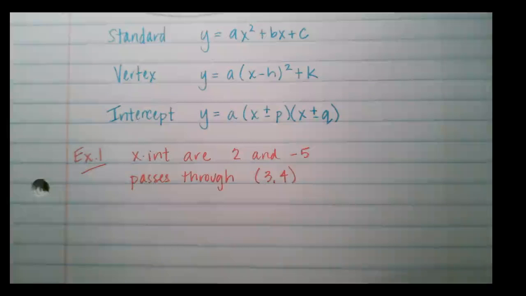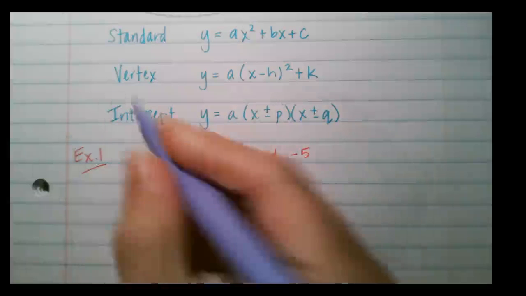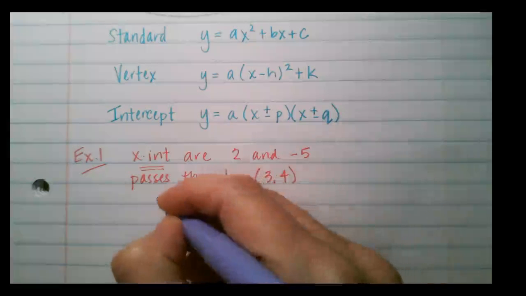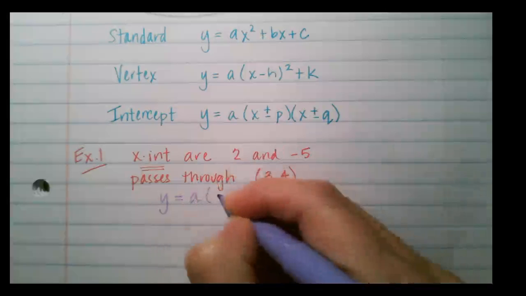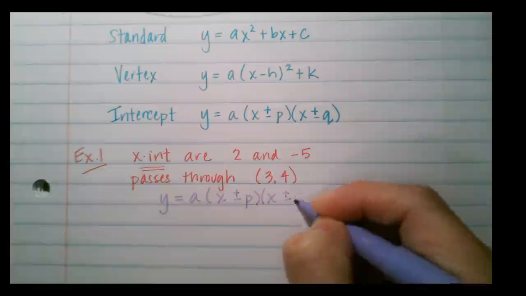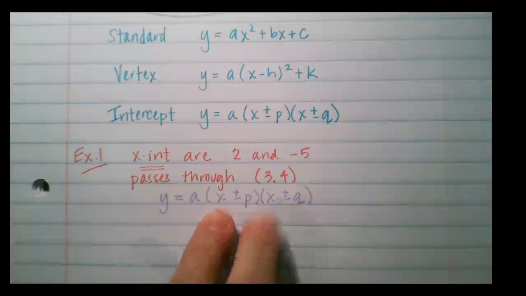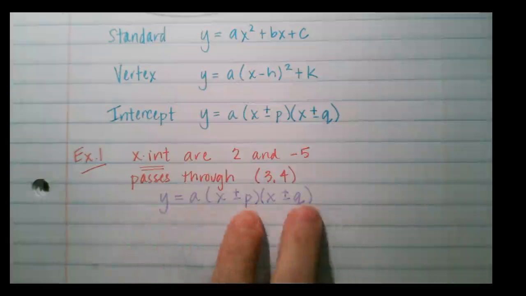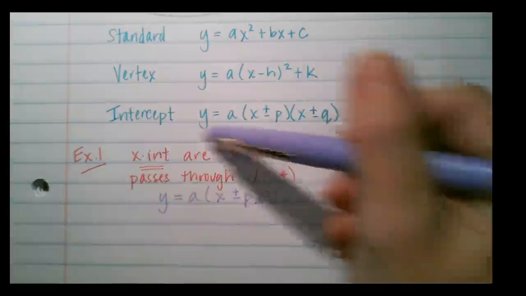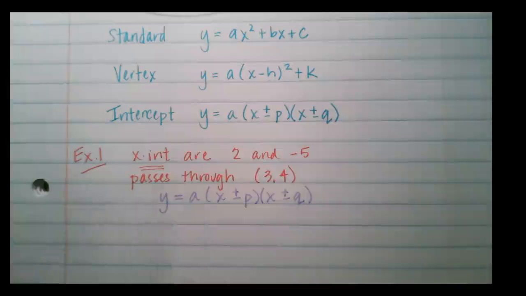Okay, so given that information, since I know what the x-intercepts are, I'm going to use intercept form. All right, so for intercept form, I am starting with a, and then I have x plus or minus p and x plus or minus q. So if you look at this, I have x's, I have an a, y, and then these two values right here. And this information has given me all but one of those. The only thing I don't know is what the a is.